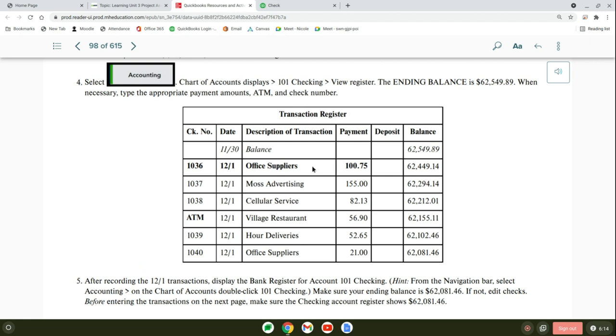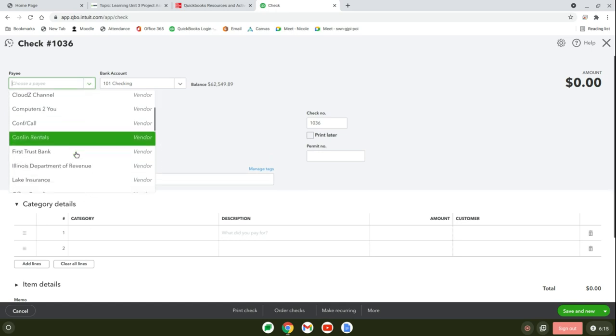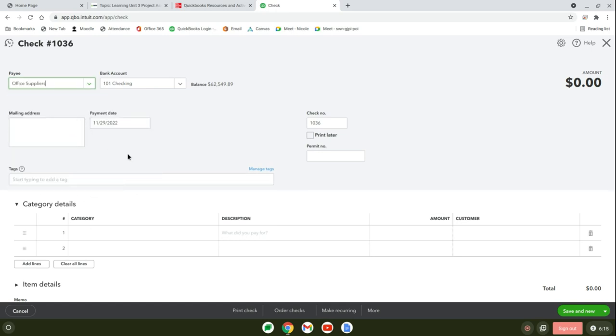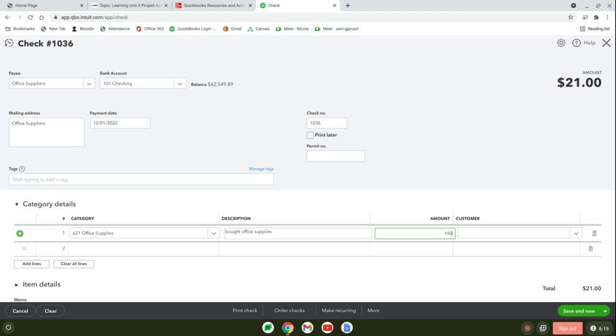Okay, let's be ready. All right, so we have Office Suppliers is our first check, and the date is 12/1. So we're just starting December here. As a matter of fact, I think they're all going to be 12/1. Yeah, I think if I remember correctly. Yep, every single thing. That's one thing we don't have to change, the date. Everything is going to be 12/1/22. Make sure you're on check 1036. Okay, and they automatically populate this for you. You're going to override the costs, and it's 100.75, and you're going to go save and new.